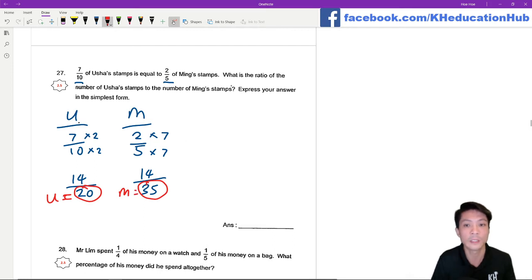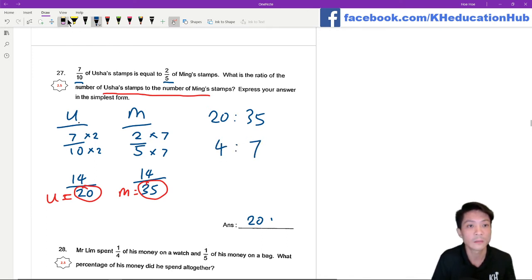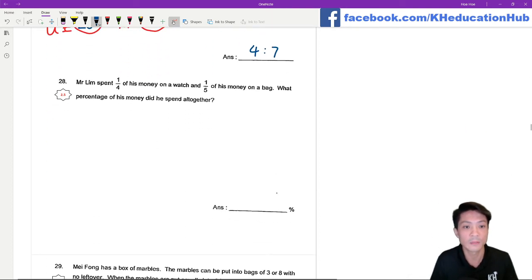So they want ratio of Y is to M. Okay, which is 20:35. Oh, okay, I need to change it to the simplest form first, divided by 5, which will give me a 4:7. Erase this away and change it to 4:7. Okay, remember to express your answers in the simplest form.